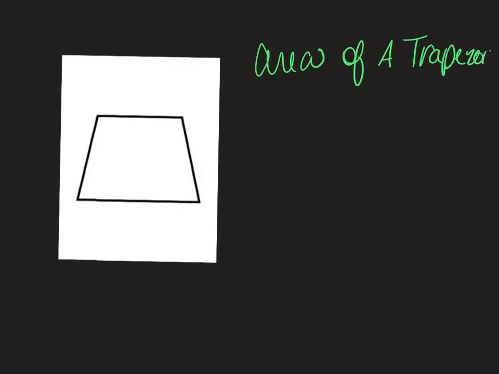So now we have a trapezoid here, and we're going to be finding the area of a trapezoid. I'm on page 181. To find the area of a trapezoid, the formula is area equals 1/2 times height times B1 plus B2. Now, we're going to talk about what B1 and B2 are.